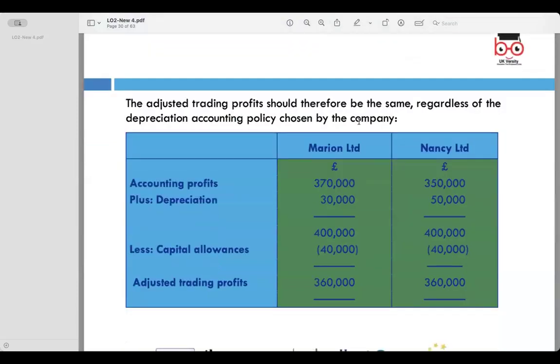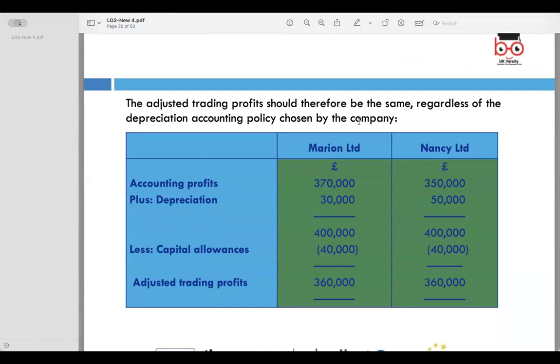In the previous comparison between Marion and Nancy Limited, we saw that both businesses reported earning profit in their financial records, and an accounting profit of £370,000 has been recorded by Marion Limited, obviously after deducting £30,000 for depreciation. But Nancy Limited reported a profit that is somewhat lower, at £350,000.